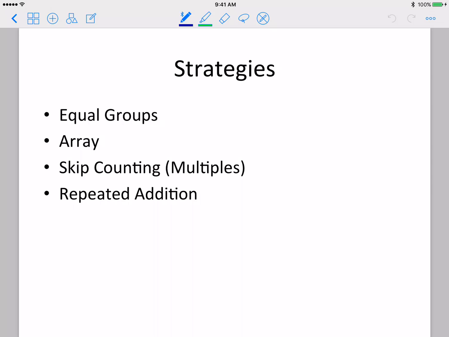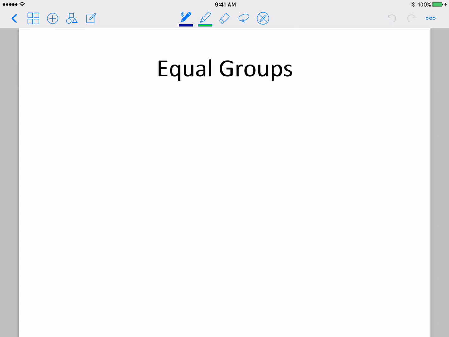But there are different ways to multiply. There are different ways to find the product, and usually students find one that works for them and stick with it, which is great. But I'm going to discuss different strategies that we like to use, just so you can be exposed to them and see which one works the best. So we're going to talk about equal groups, building an array, skip counting by finding the multiples, and then repeated addition. So first of all, we're going to start with equal groups.